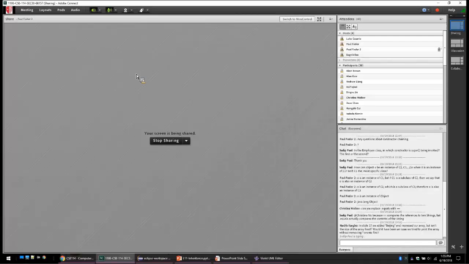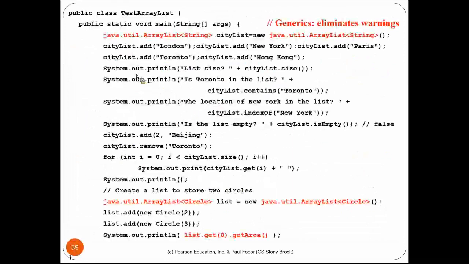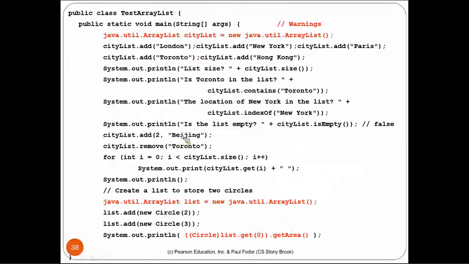In slide 37, when we added Beijing and increased our array, isn't the size of the array fixed? We are using an array list, so an array list does not have an infinite size, but basically, an array list can be used to store an unlimited number of objects. So when we are adding Beijing at index 2, we can do it because this is an array list.